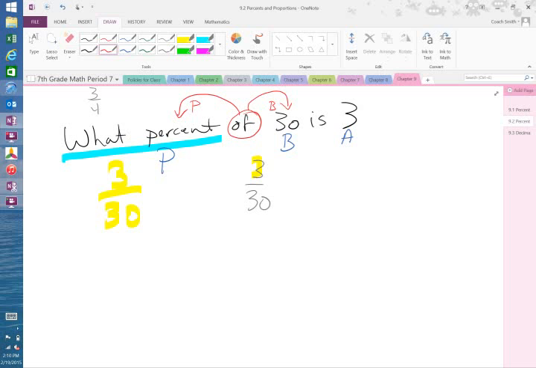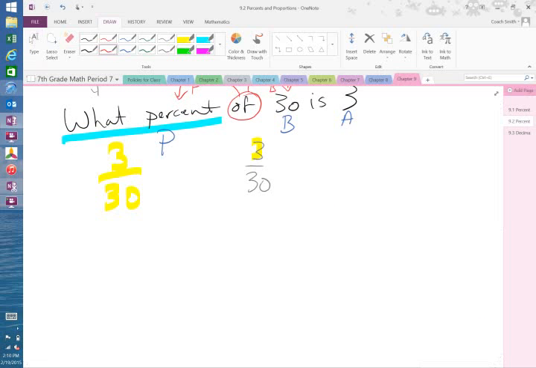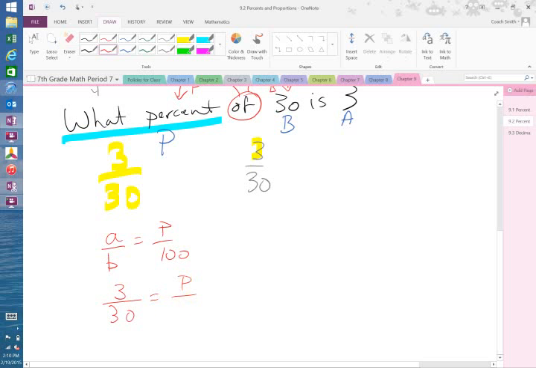All right. Now, let's look at the problem. I don't have my P, so if I look at my proportion, A over B is equal to P over 100. We said the B is 30, the A is 3, and the P is missing. So now I just simply cross multiply, like we did proportions in Chapter 8. I cross multiply just like we did on the quiz yesterday, and solve the proportion.